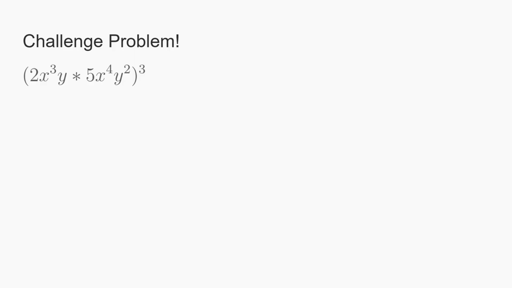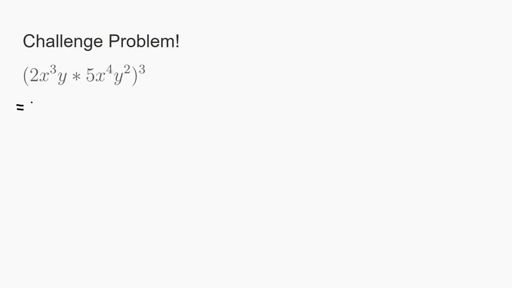Now we finally reached our final challenge question. Pause and see if you can get the correct answer before I solve it. Now, let's get started. We have (2x cubed times y) times (5x to the 4th, y squared), all to the 3rd power. Now, there's multiple ways that we can approach this, but let's start by just simplifying what we have inside first, and then I'll bring it to the 3rd power.